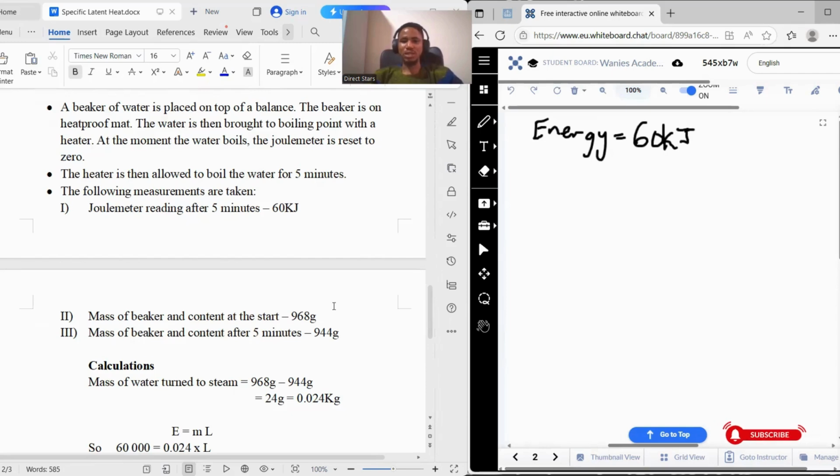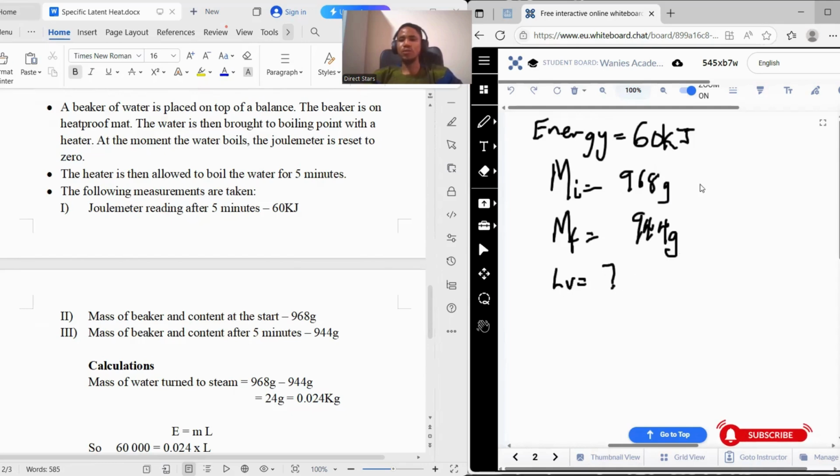Mass of beaker and content. That's the mass of the liquid at that moment. Let me use Mi, the initial mass, which is 968 grams. But after 5 minutes, when it has been at its boiling point, let me use it as the final mass, MF, which is 944 grams. Now we want to calculate the latent heat of vaporization, which is L subscript V. The first thing we need to do is deduct 944 from 968, that is the initial mass minus the final mass.